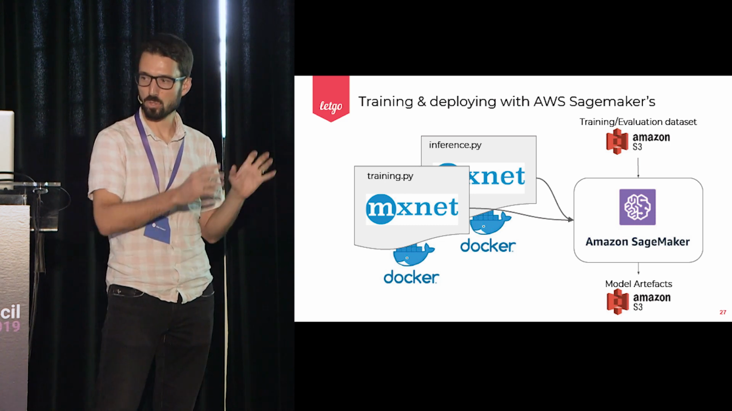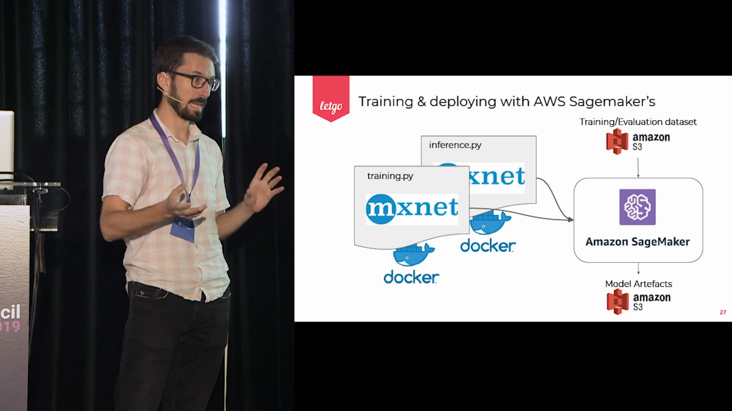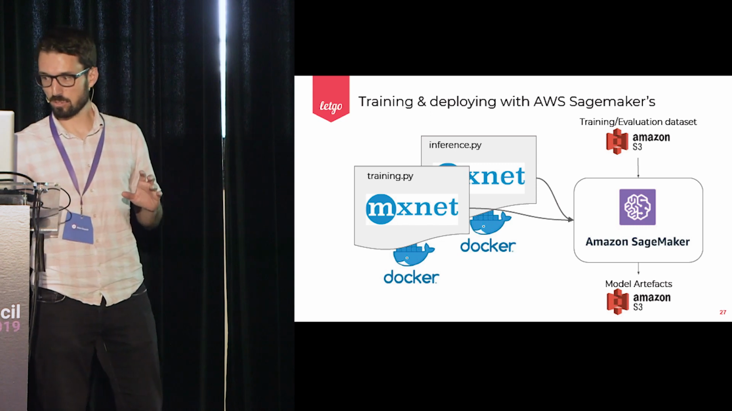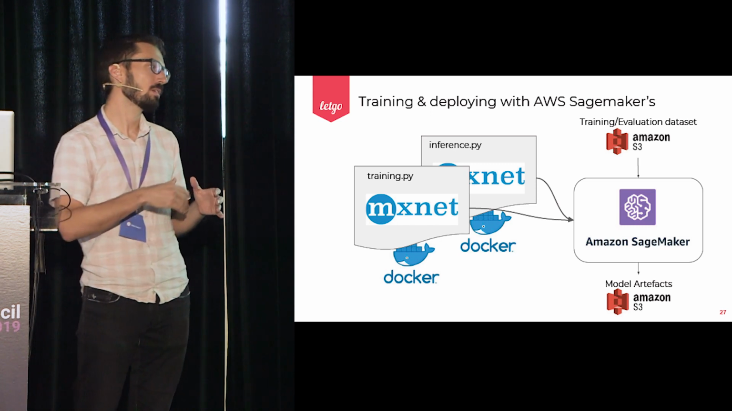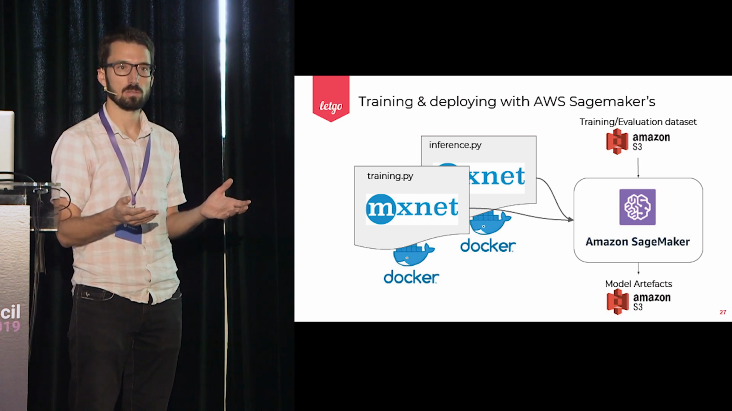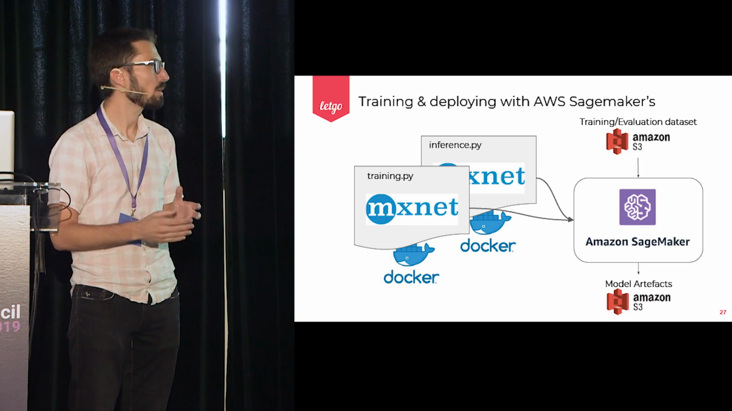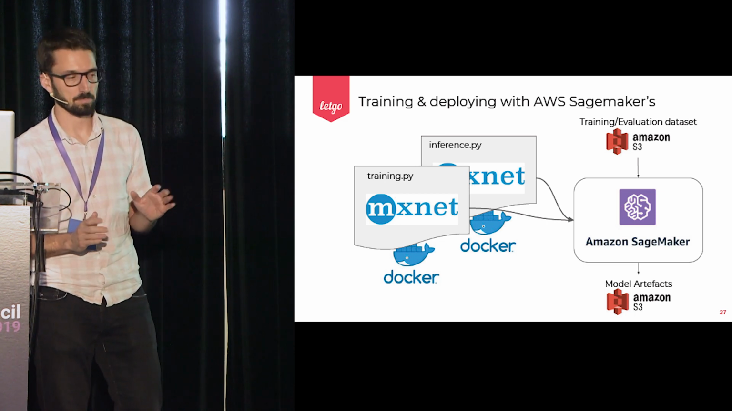Okay? So you provide this together with a training and evaluation data set in S3, and you give it to SageMaker, and SageMaker will run it in the infrastructure that you ask it to run it on, and it will produce model artifacts and save them in Amazon S3.